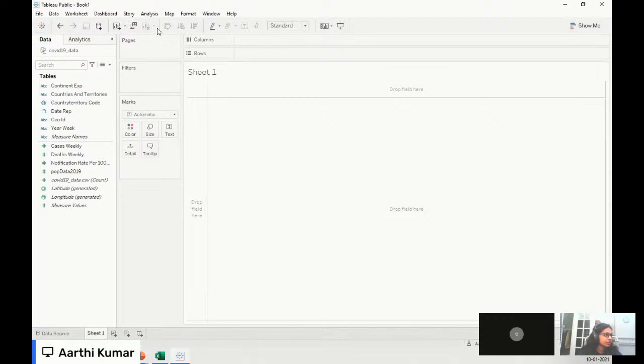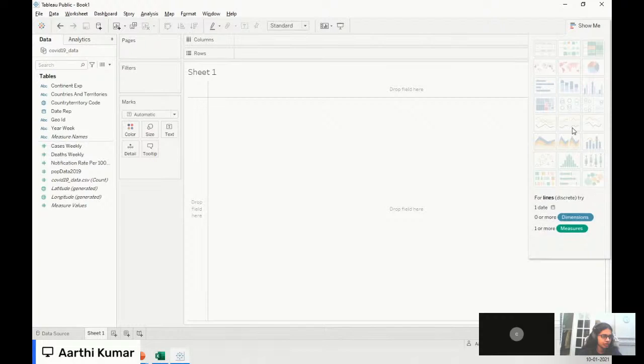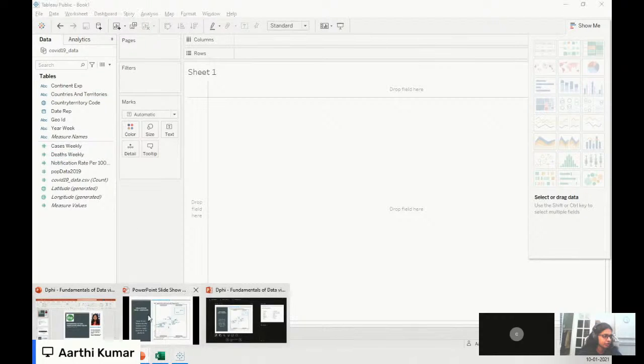So here you have some options. We will see what this is when we start making the visuals. And then this Show Me is where the chart types are. So what we will do is we will start with the basic bar graph.